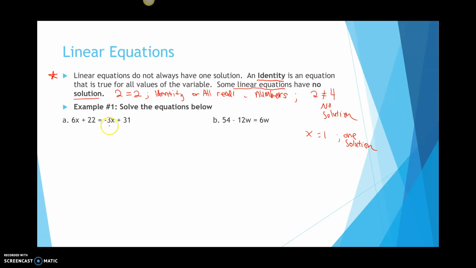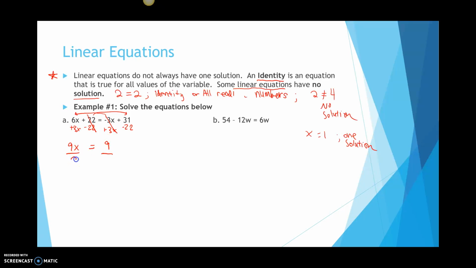So for the first one, I'm going to move negative 3x over to the left. So I'm going to add 3x to both sides. And then I'm going to move the number by itself over to the right side. So I'll subtract 22 from both sides. 6x plus 3x is going to give me 9x. The 22 cancels on the left, so I'm left with now on the right side 31 minus 22, which gives me 9.